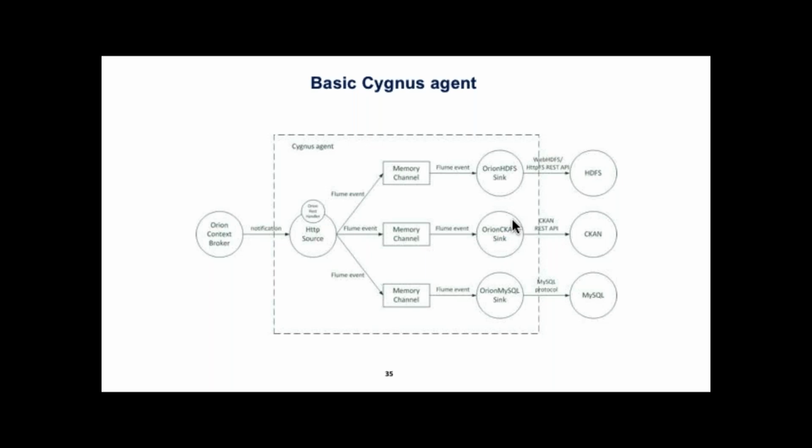For example, here is the same setup as before, but now we connect to the context broker with an HTTP source and 2 memory channels in order to be fast, and we put an HDFS sink over here in order to send the data to the big data part. If you want to publish some of the information and sell it, you can put it in CKAN, and perhaps some information related to users or whatever you can put in a relational database, in the MySQL part. This means it's quite flexible, so I don't know what problems you have, but Cygnus will solve it for sure.